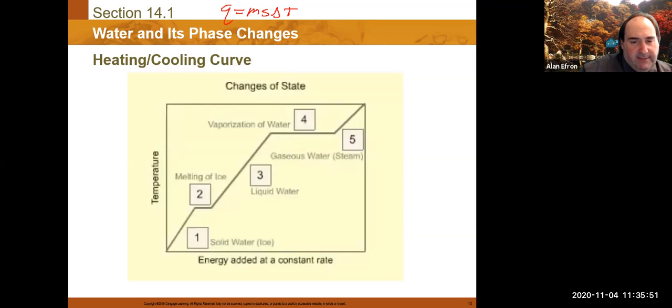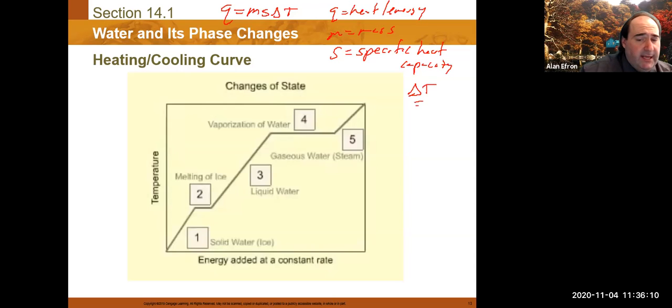And if you remember the specific heat equation from earlier, Q is our heat or energy, M is the mass, S is the specific heat capacity, and delta T is our change in temperature, which is our final temperature minus our initial temperature. So as we talked about when we did this, this is the important part. This is really the part that makes it either positive or negative.